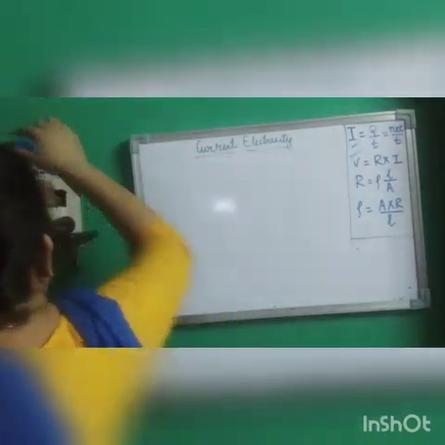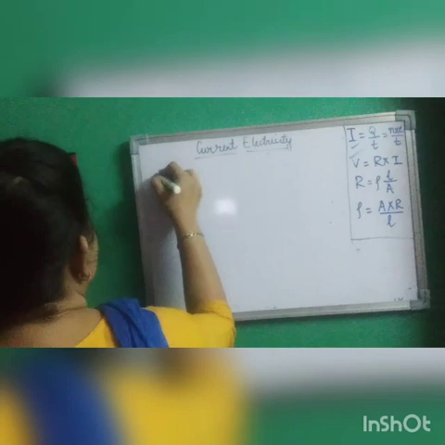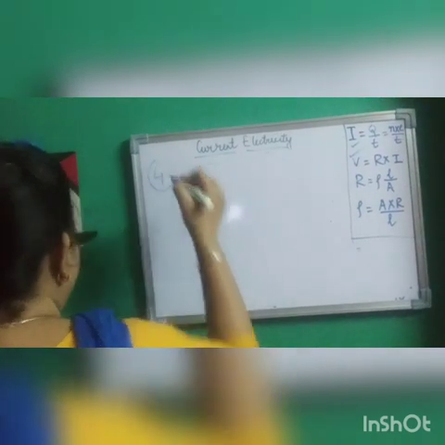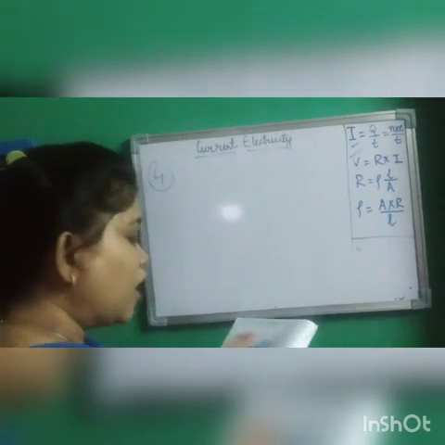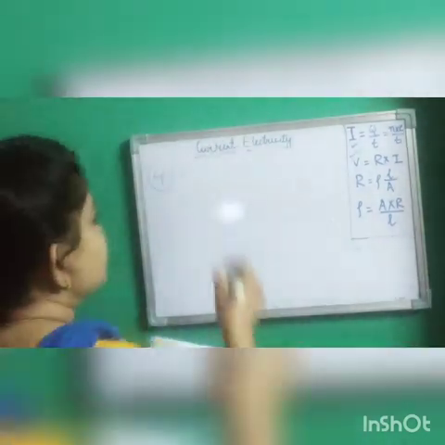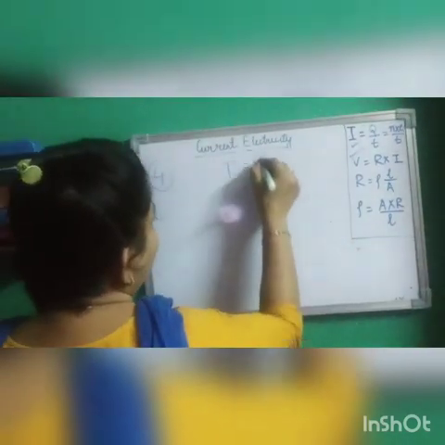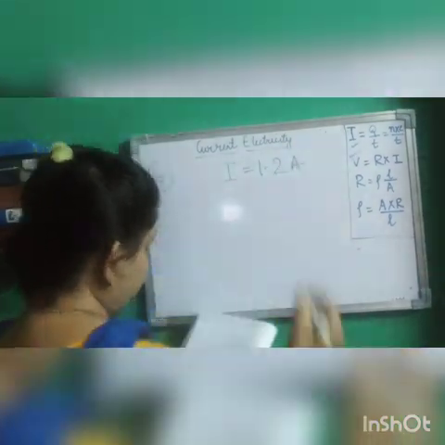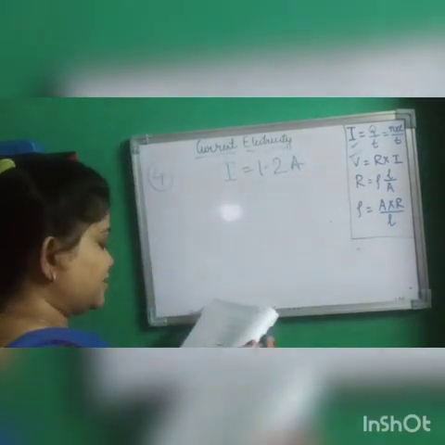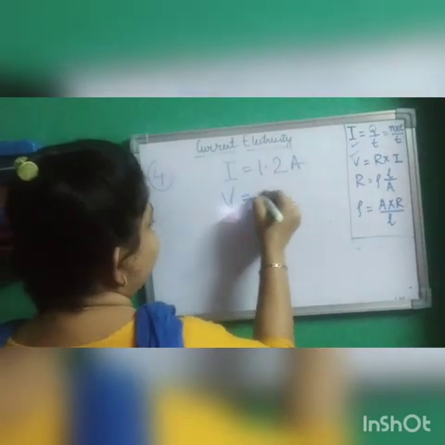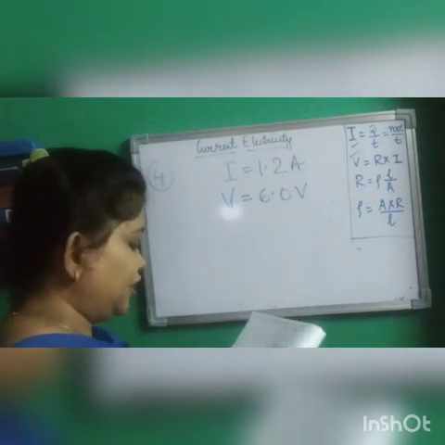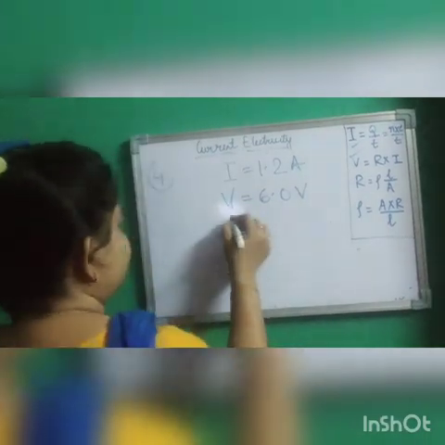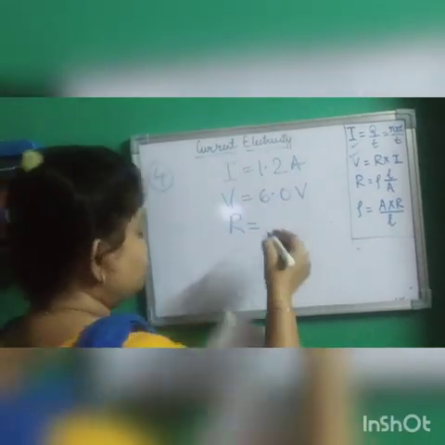Sum number 4 tells us that an electric bulb draws 1.2 ampere current. So what is the current I over here? 1.2 ampere. At 6 volts, that means the potential difference is 6 volts. Find the resistance of the filament of the bulb. Very easy. So R is what you have to find out.